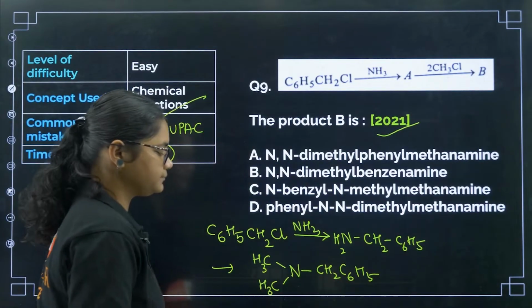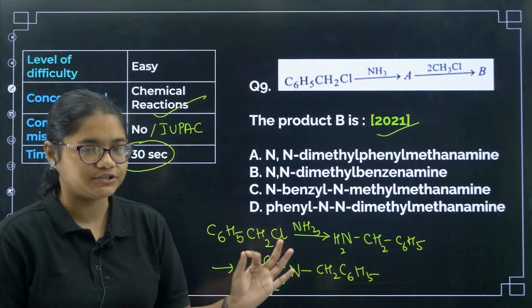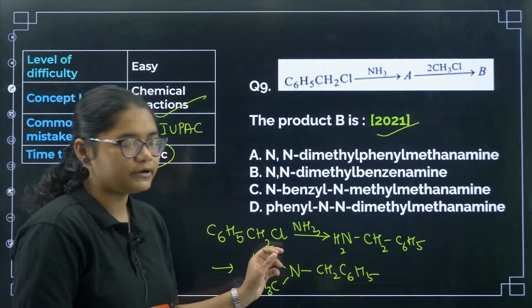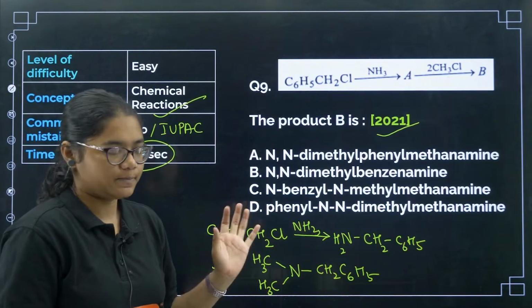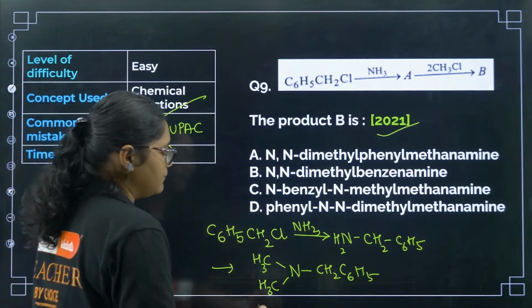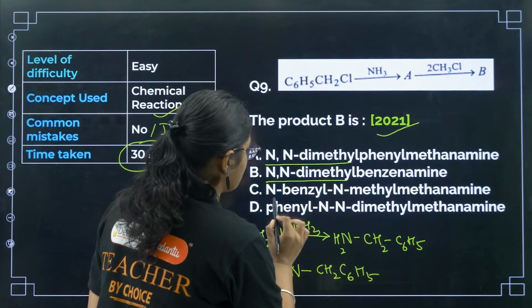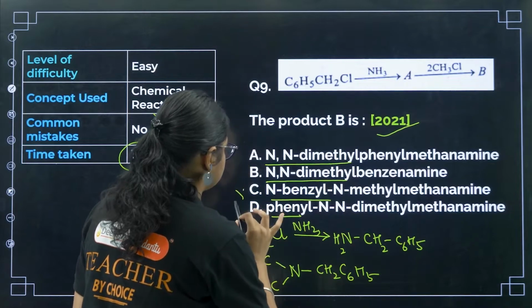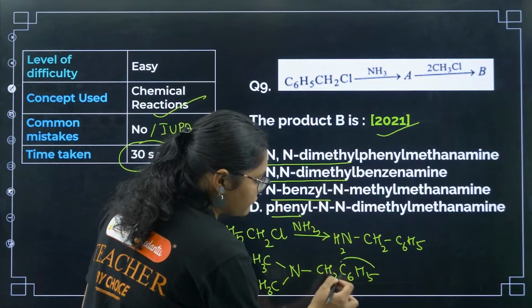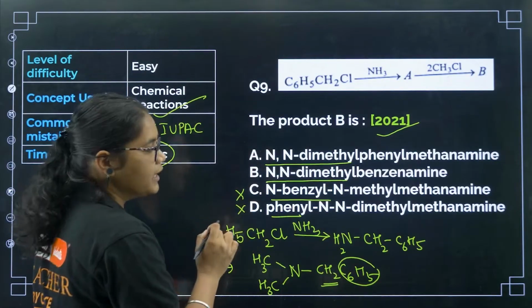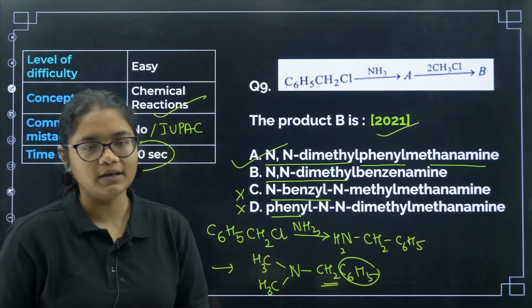Now this is which degree amine? This is a tertiary amine, because you see all the hydrogens of nitrogen are replaced, right? So this is a tertiary amine. Now if I want to write the name, it will be N,N-dimethyl, N-benzyl, N-phenyl, so these are wrong. Now N,N-dimethyl, this is what? This is phenyl methanamine. So we will get N,N-dimethyl phenylmethanamine. So the correct answer is option A here.